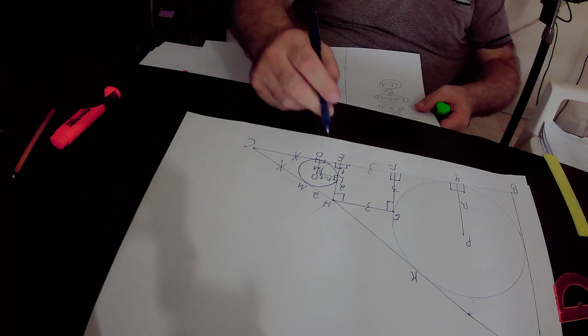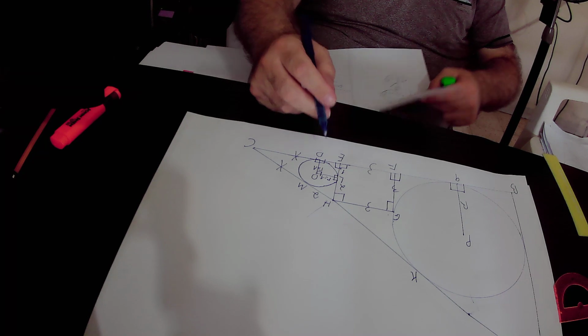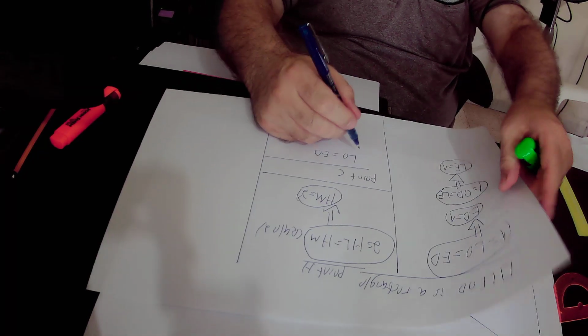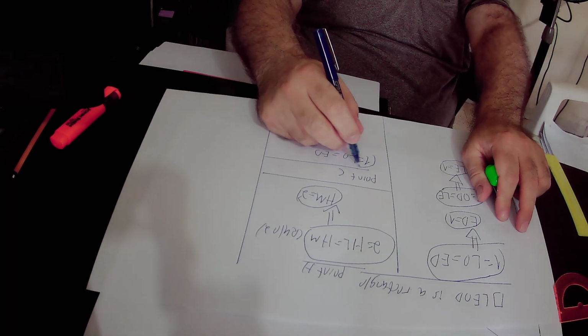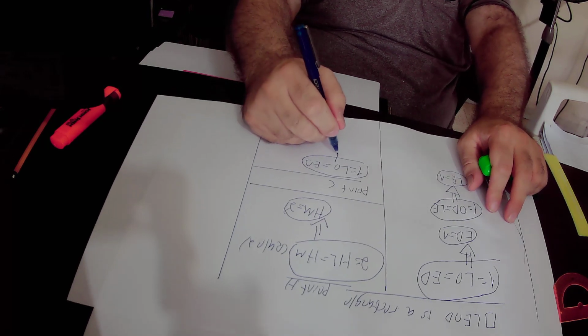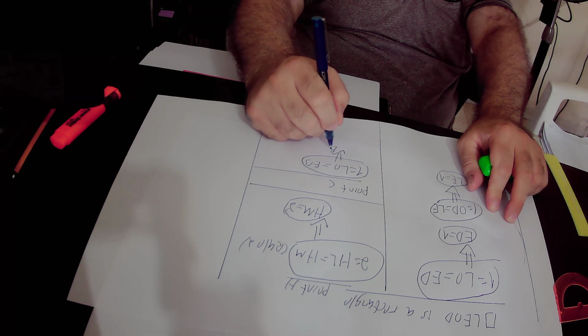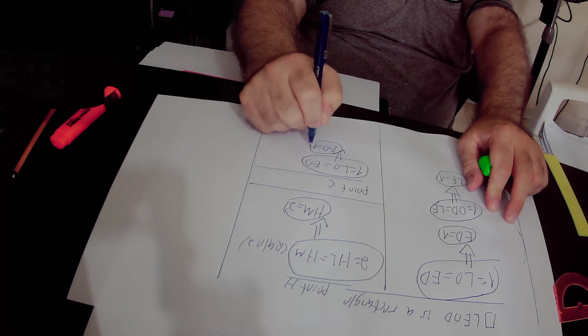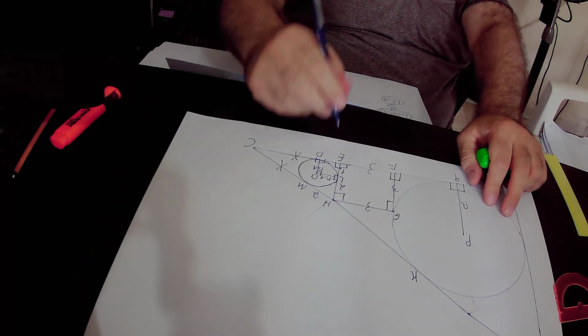But we know that LO equals 1 unit. So we can write here that LO equals 1 unit, and from this equation, 1 equals LO equals ED, we will derive that ED is also equal to 1 unit.